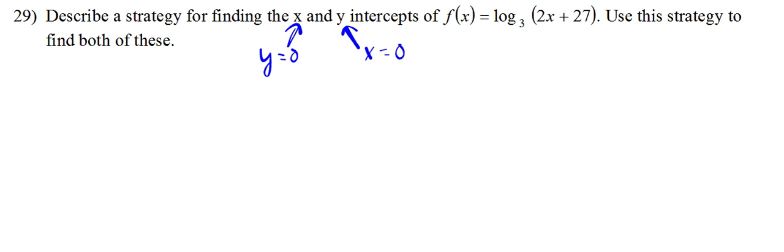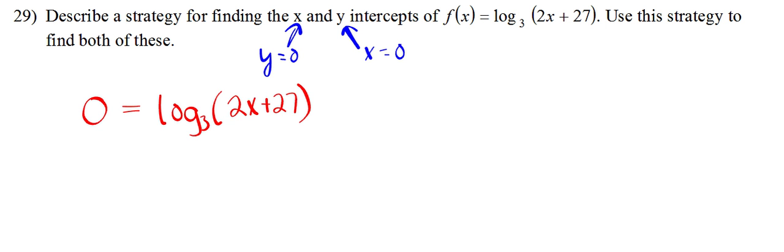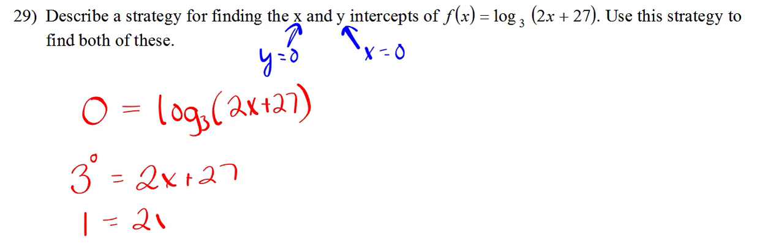Use that strategy. So let's start with the x-intercept. That means we plug in a 0 for y, and we're going to solve for x. So we have a logarithm that has a variable inside of it, so we need to switch forms to log form. So we take that same base and we raise it to the 0th power, and it's equal to 2x plus 27. And what is 3 to the 0? Just 1.